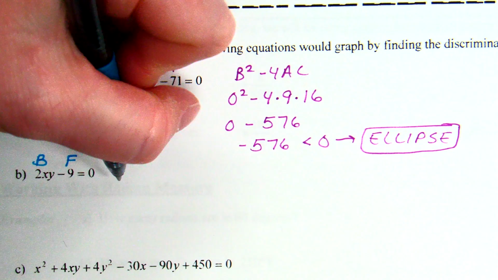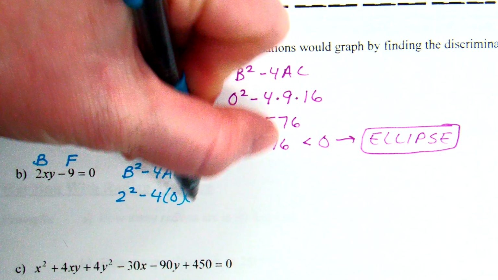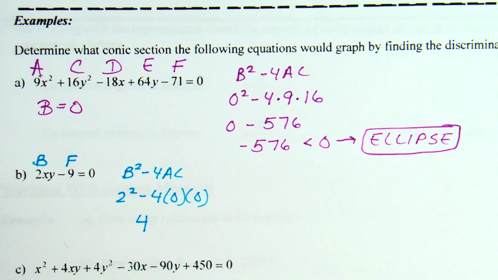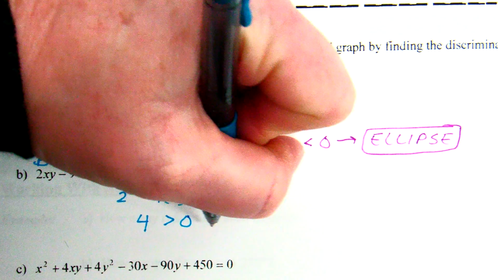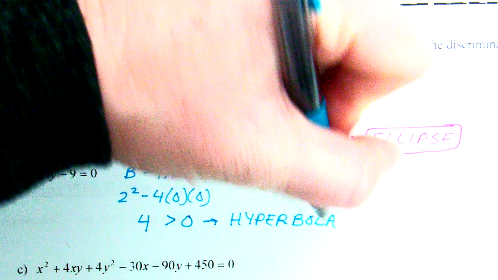So when I do b squared minus 4ac, I can kind of already tell, but what are we going to be doing? 2 squared minus 4 times 0 times 0. And so we're going to have 4, which is what? Greater than 0. It's positive, and so that makes this a hyperbola.